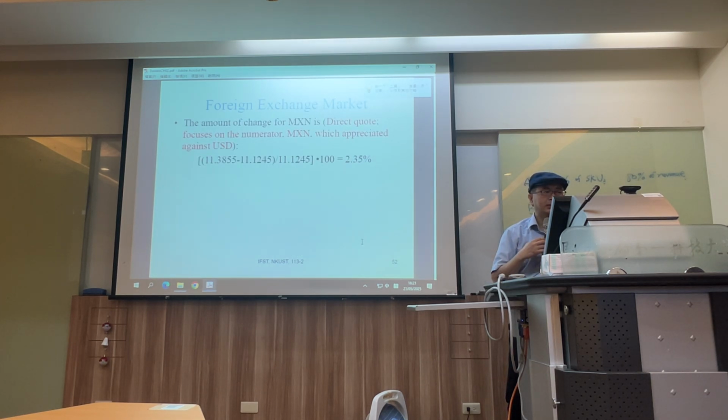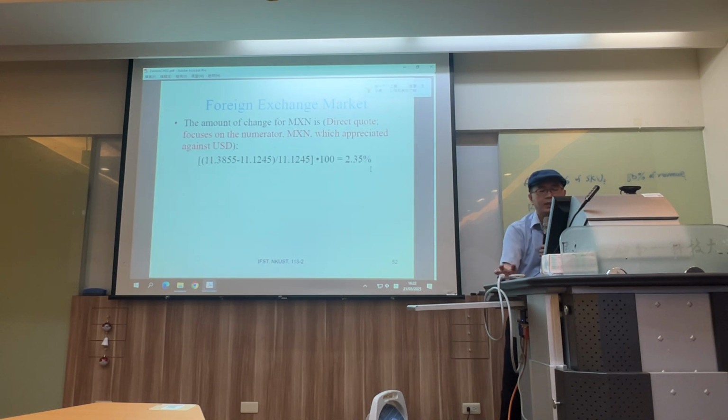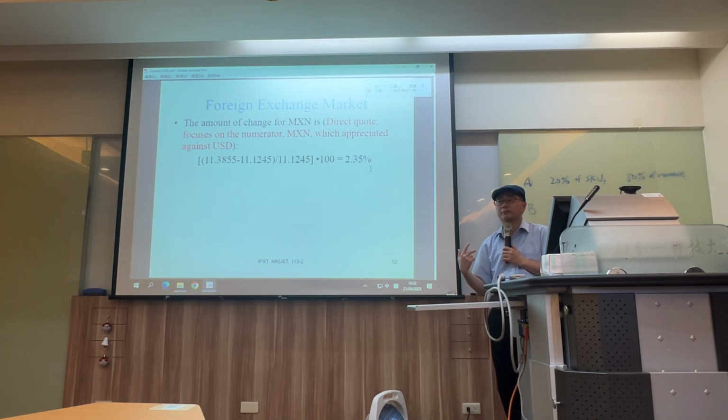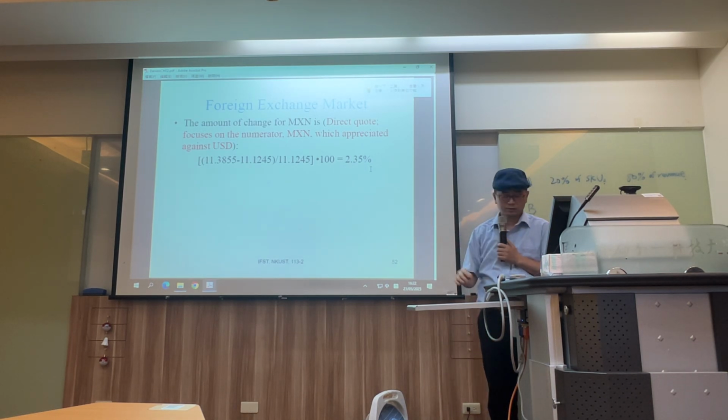So if you are interested in the amount of the change for the Mexican peso, in this case we are looking at the numerator itself, right? So our calculation becomes 11.3855 minus 11.12, and divided by 11.12, right? In this case, we get 2.35%. Okay, is it clear to everyone? Are you okay with this? Yeah, good.